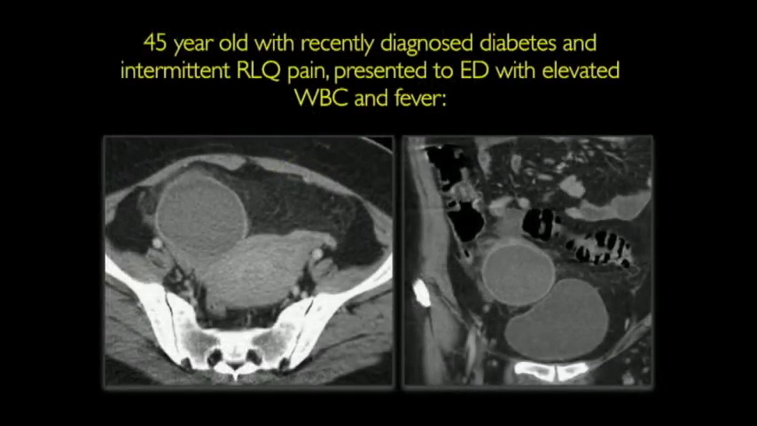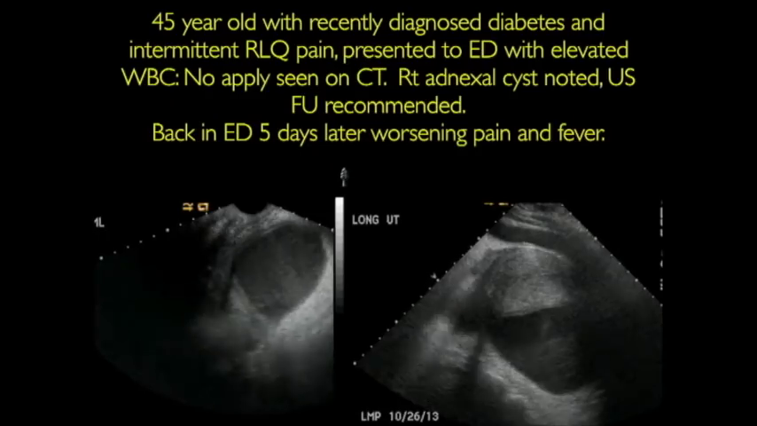This was a CT that came through the emergency room: a 45-year-old, recently diagnosed with diabetes, with intermittent right lower quadrant pain and an elevated white count. They said the appendix is normal. There's a cyst in the adnexa. Maybe follow up as an outpatient. But notice there's a thickening of the cyst wall. There's a lot of stranding. And I don't know that I would really leave that. And also, what then was the cause of the right lower quadrant pain?